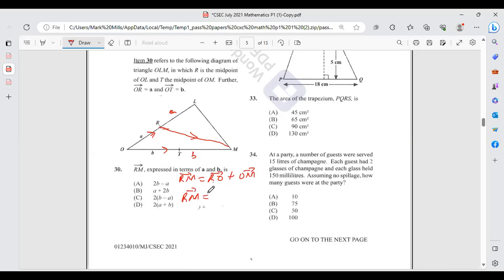What is my RO? A. Look at it again. The arrow was going up and you want to go down, so what will you put? Negative. Negative A plus OM. What will be OM? No, look again, 2B. So which of these answers looks like what we have? A. All right, so the same: 2B minus A. So that's A.